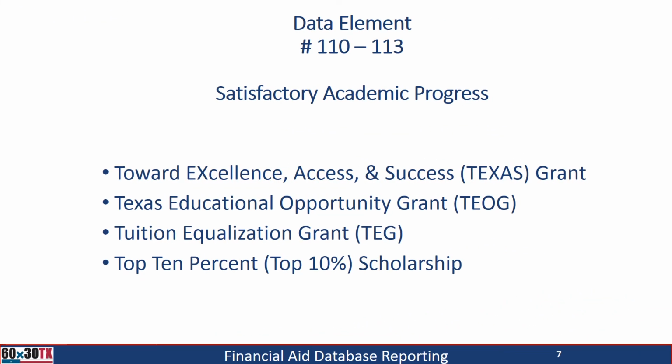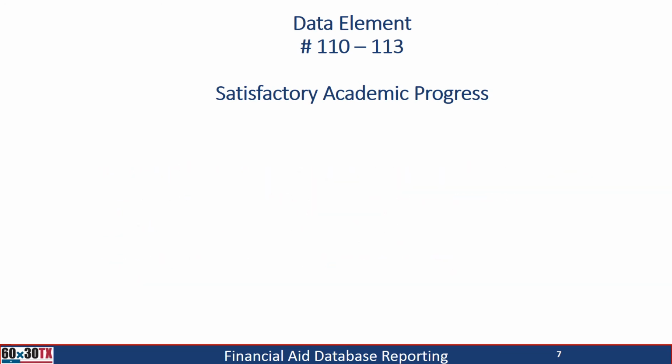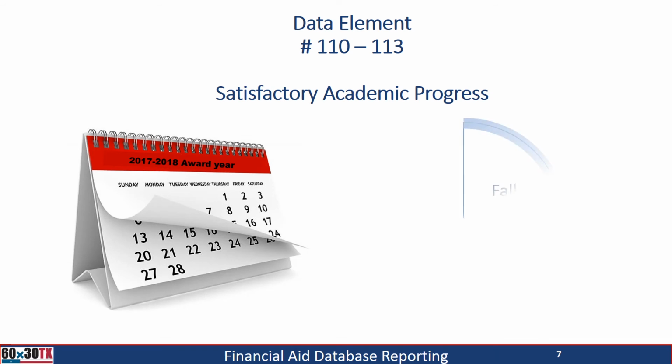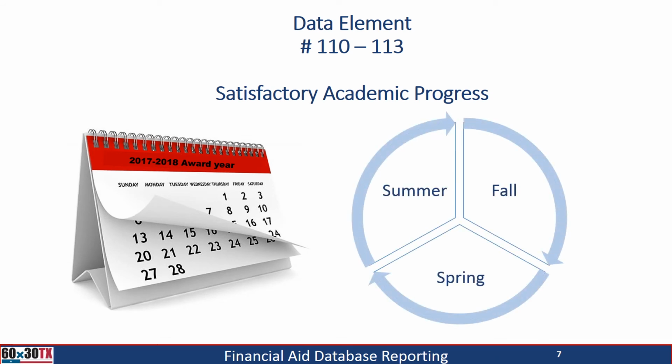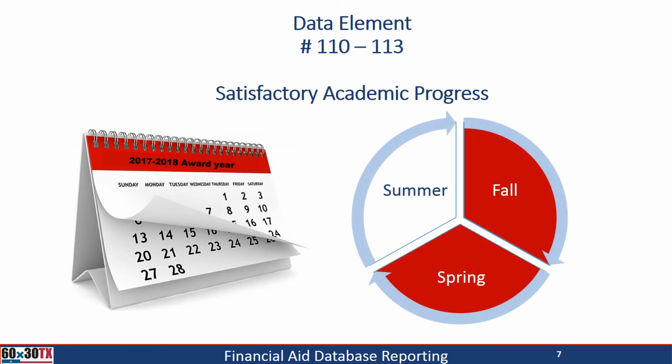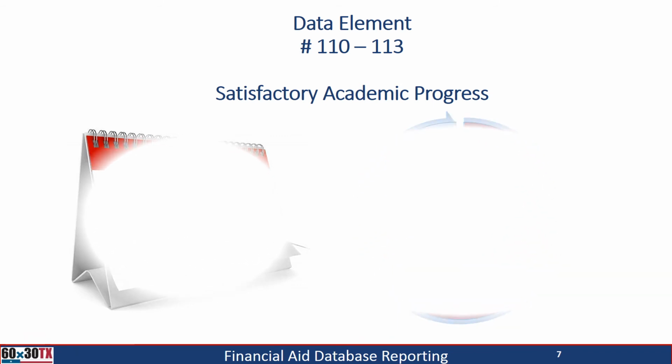Data elements 110 through 113 collect satisfactory academic progress. These are strictly for the following state aid programs: Texas Grant, TEOG, TEG, and the Top 10% Scholarship. These data elements identify if the recipient was meeting the SAP requirements for the state aid program at the end of the 2017-18 award period. For state aid purposes, the Texas Higher Education Coordinating Board defines the award period as fall and spring only. No SAP data is reported on Cycle 1.